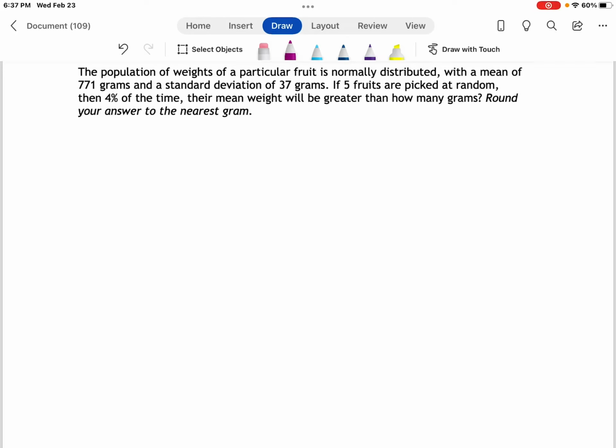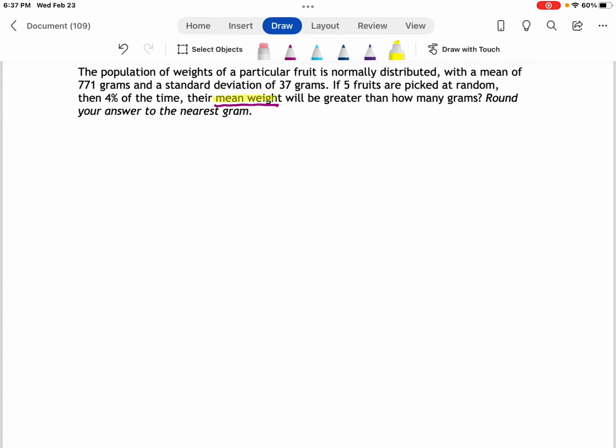The population of weights of a particular fruit is normally distributed with a mean of 771 grams and a standard deviation of 37 grams. If 5 fruits are picked at random, then 4% of the time the mean weight will be greater than how many grams?